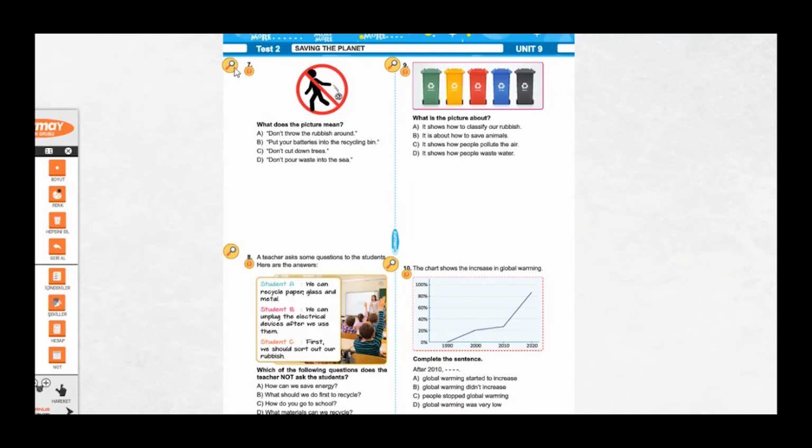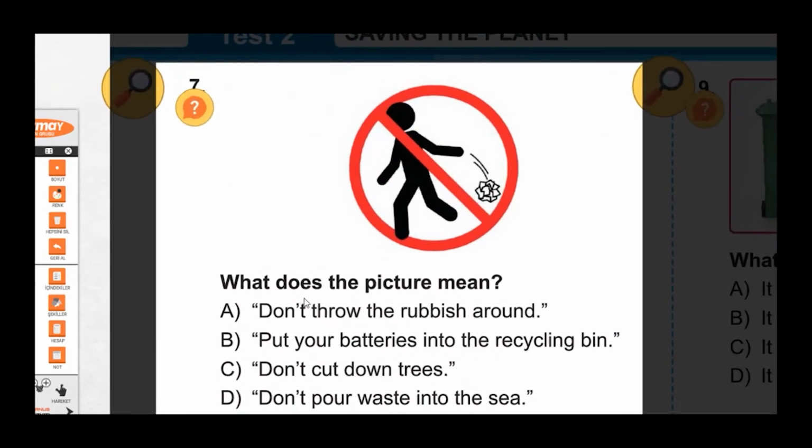Next page. What does the picture mean? Don't throw the rubbish around. Put your batteries into the recycling bin. Don't cut down trees, or don't pour waste into the sea. Don't throw the rubbish around. A.